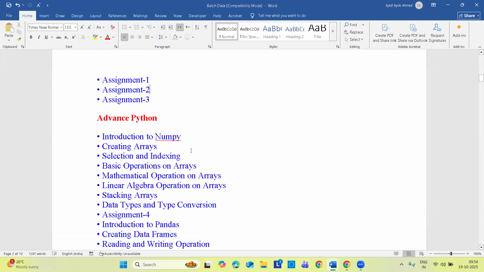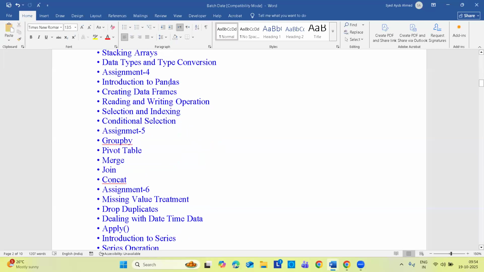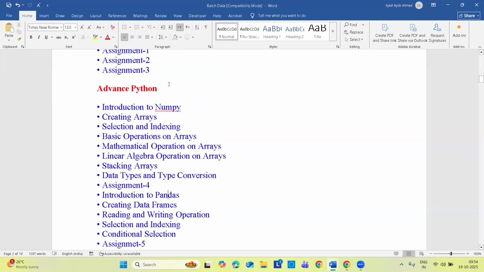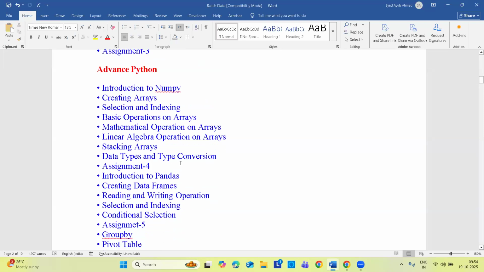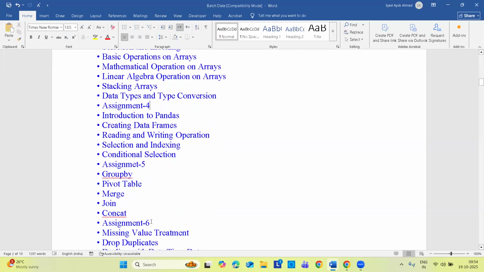Next, we'll have advanced Python. Here I'll introduce you to a few libraries in Python, like NumPy and Pandas. There will be some basic operations like arrays, indexing, conversion types, and read and write operations. And then again, you'll have the assignments also in between.